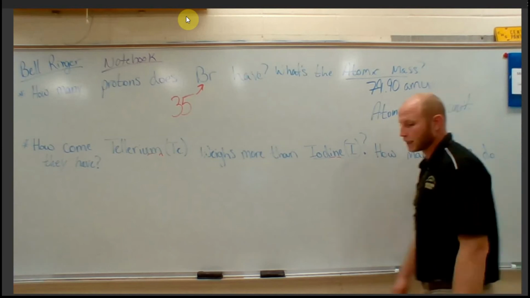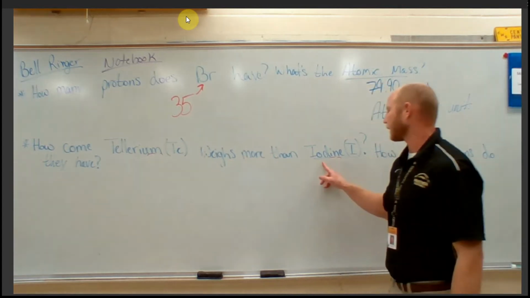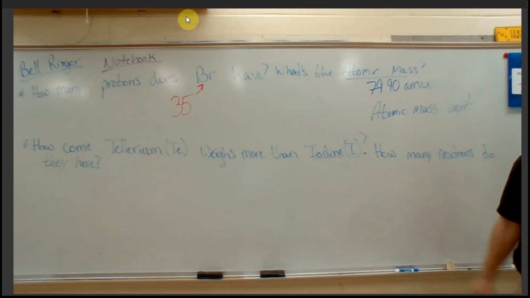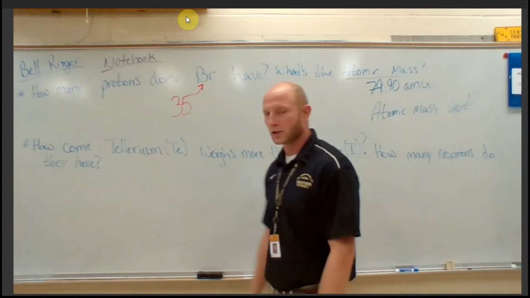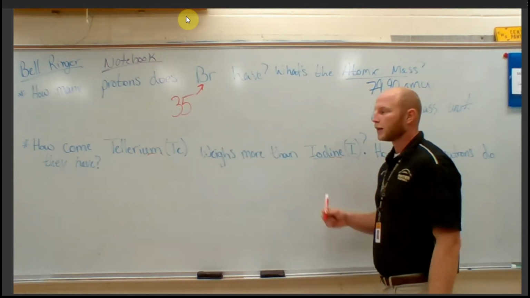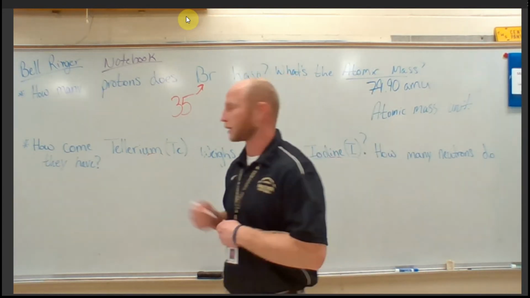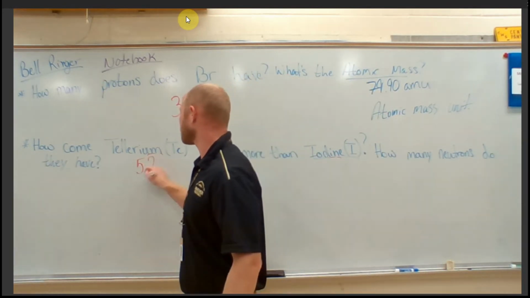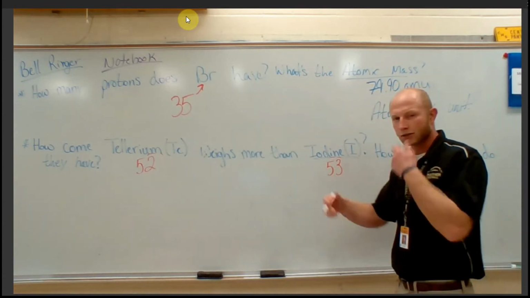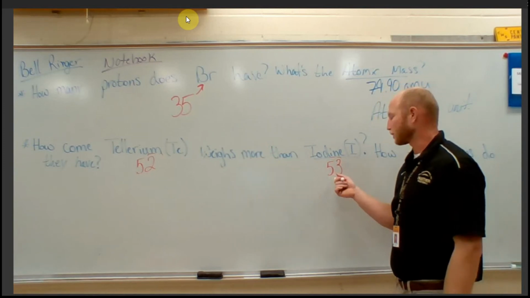All right. And then I asked the kids today, how come tellurium, Te, weighs more than iodine? How many neutrons do they have? You should write this question down in your notebook. If you look at your periodic table, you'll see tellurium actually comes before iodine. And we would think that tellurium would weigh less than iodine because tellurium has 52 protons, where iodine has 53. So you automatically assume that as the elements get bigger, they would weigh more than the previous one because of this right here.